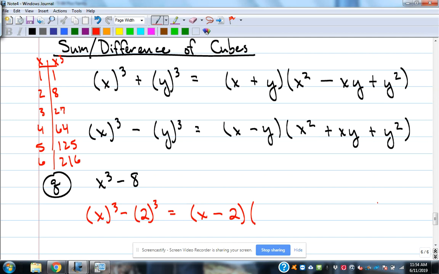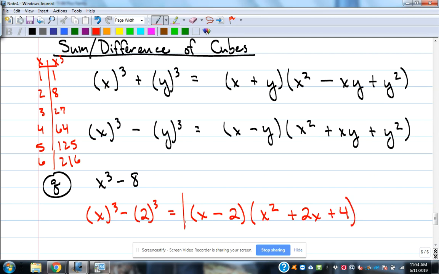The long piece, I'm going to have x squared because I'm squaring what's left in here. So that's x times x. It's x squared. The middle piece is a plus, and then I'm multiplying these things together. 2 times x is 2x. And then the last piece is I'm squaring what's in here. 2 squared would be 4.